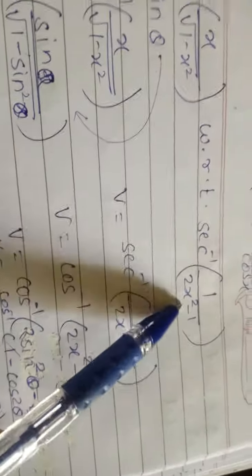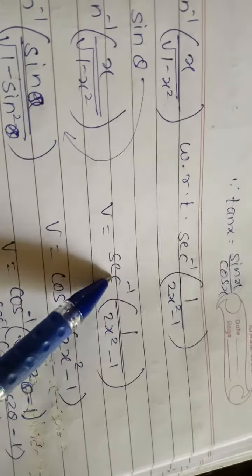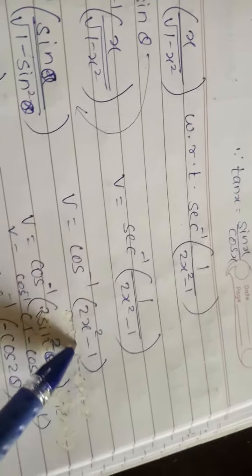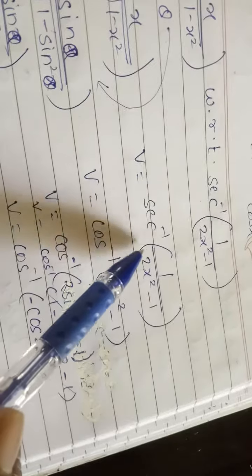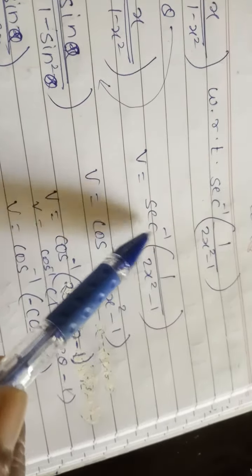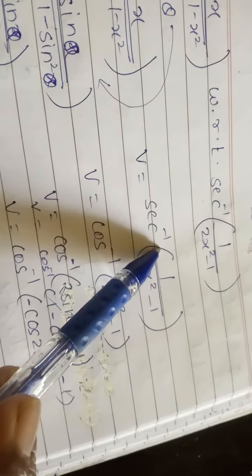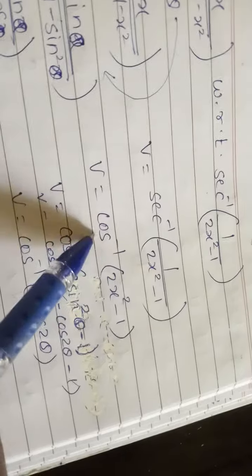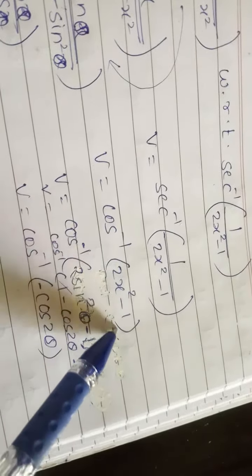नाउ सिमिलरली यहाँ पे भी हम वही वैल्यू पुट डाउन करेंगे. x इज साइन थीटा. सो v इज सेक इनवर्स 1 अपॉन 2 x square. Before putting the value we are just taking the inverse of this one because we know the formulas of sine, cos and tan very easily. So we are taking the inverse of this one. तो sec inverse का जो इन्वर्स है तो हमें मिलेगा cos इन्वर्स. सो cos इन्वर्स इसका भी इन्वर्स हो जाएगा. सो 2x square minus 1.